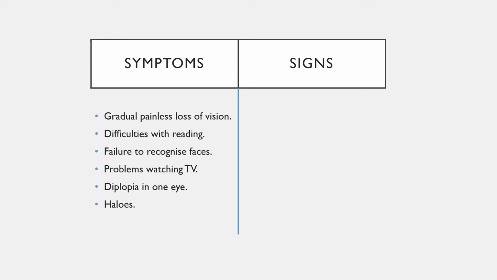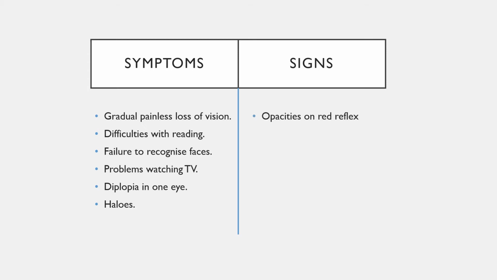Halos. So they get both diplopia and halos, which is where you get kind of a bright white circle because of the scattering of the light when the lens fibers are disrupted. So the key signs for cataracts.